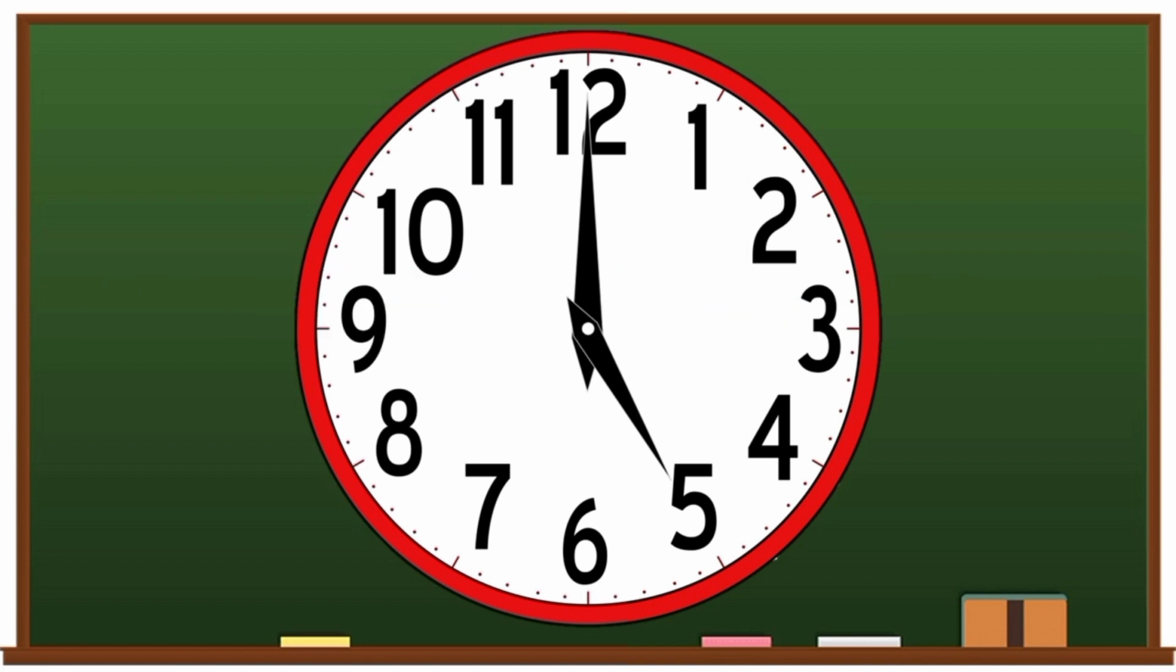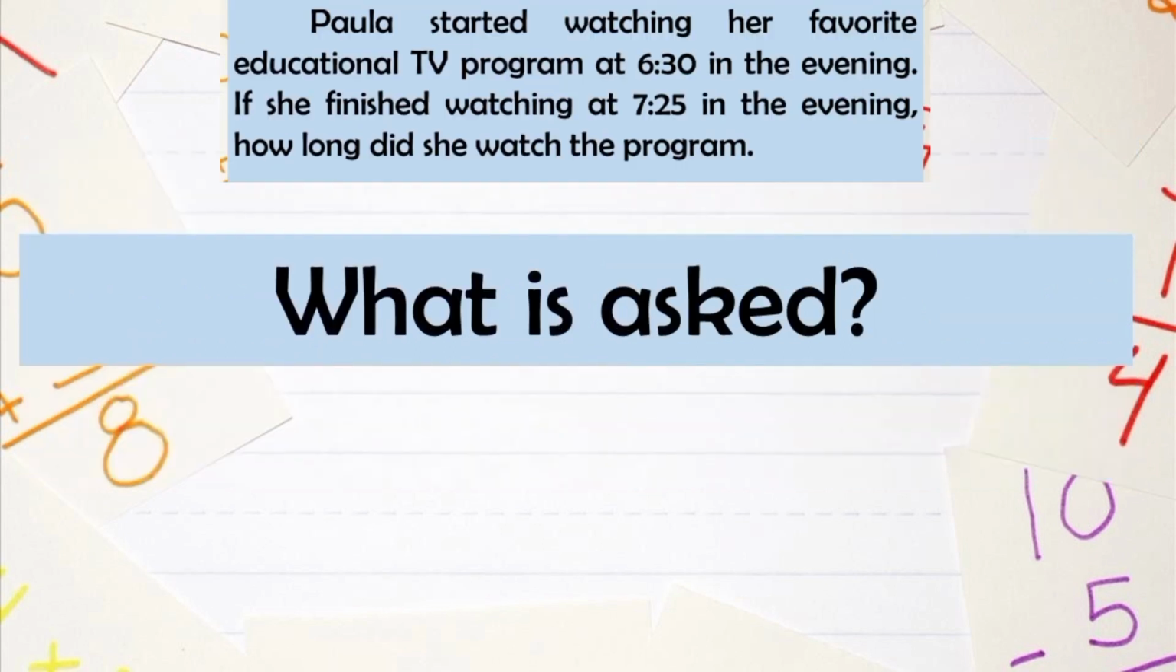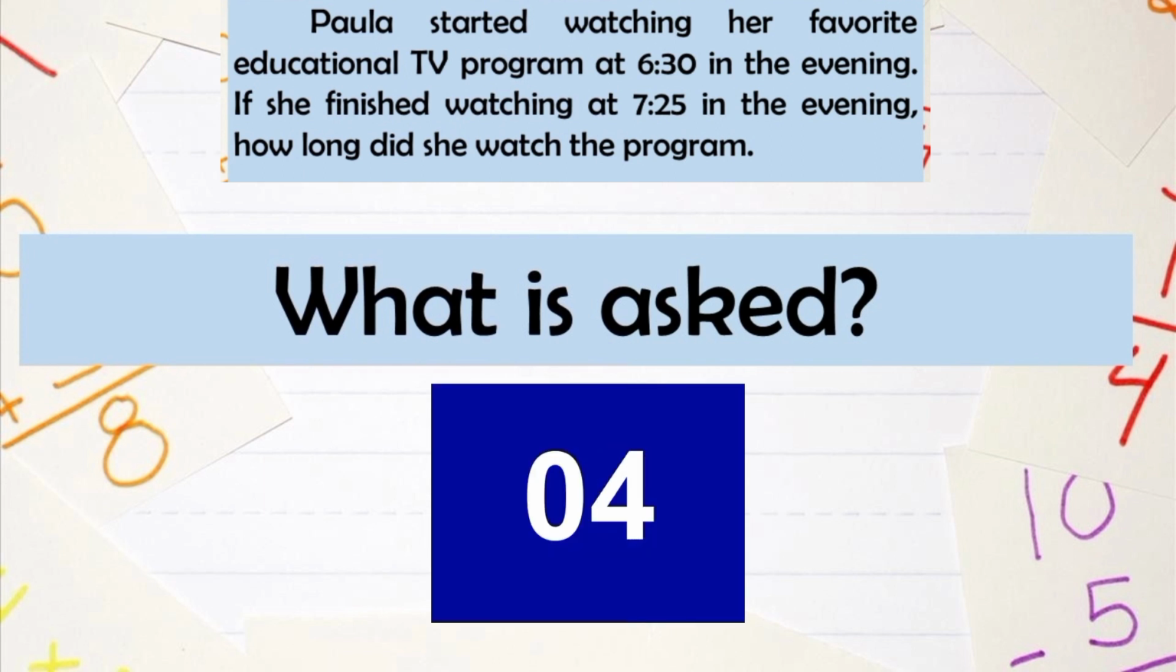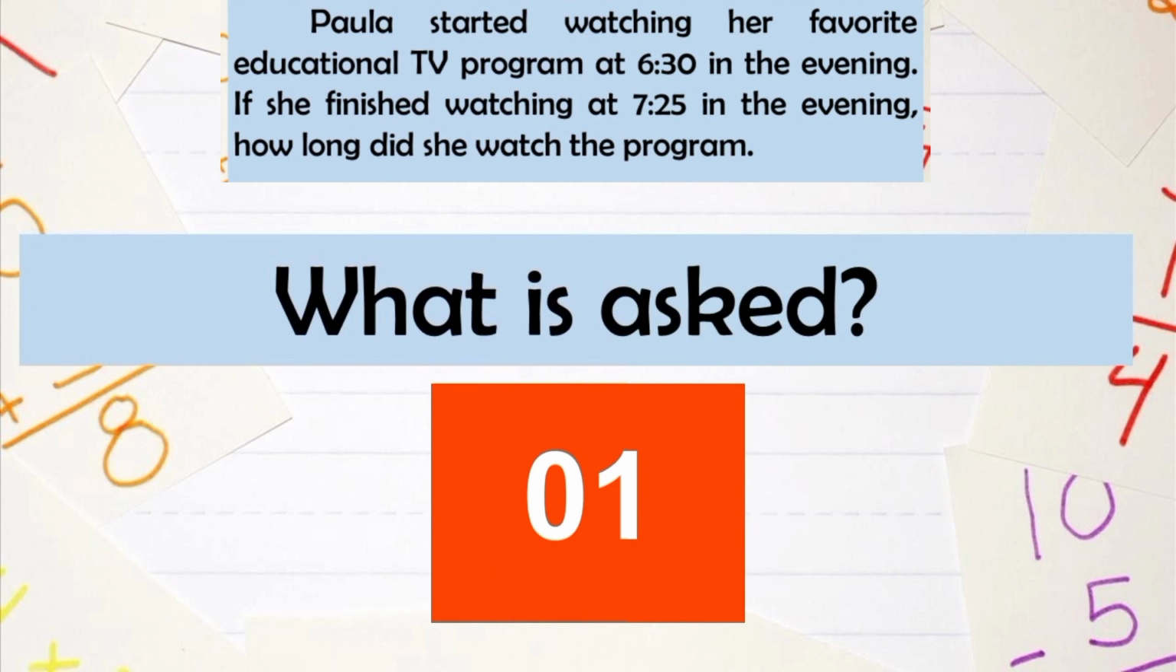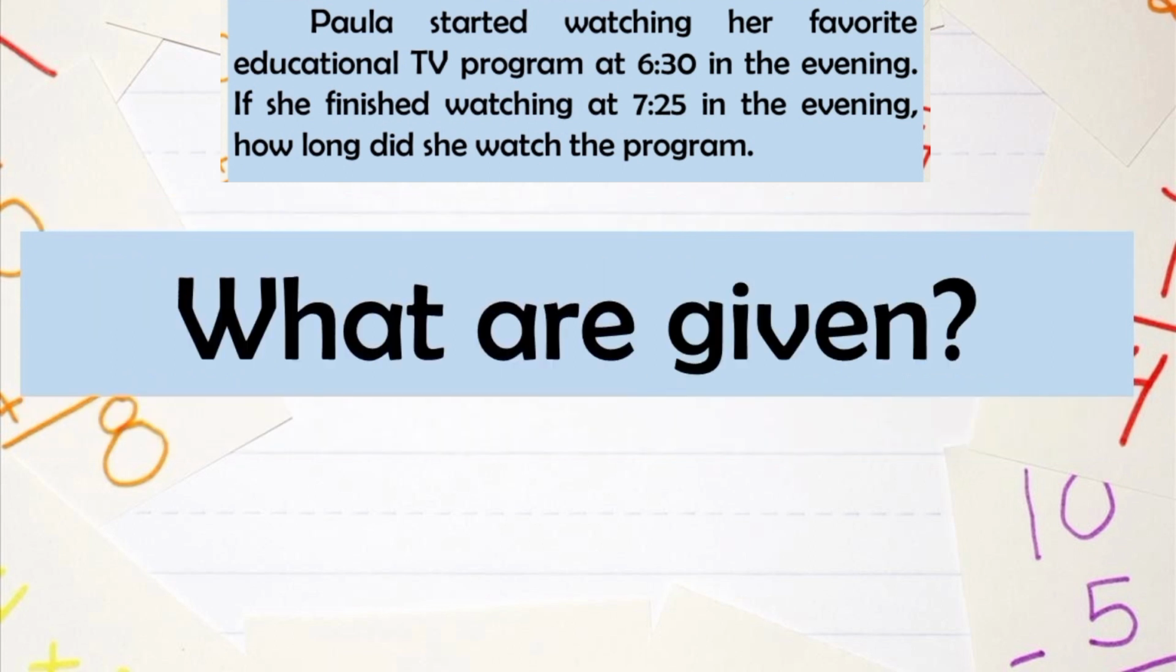Let us have this sample problem. Paula started watching her favorite educational TV program at 6:30 in the evening. If she finished watching at 7:25 in the evening, how long did she watch the program? What is asked in the problem? That's right, the length of time Paula watched the program. Now, what are the given facts?